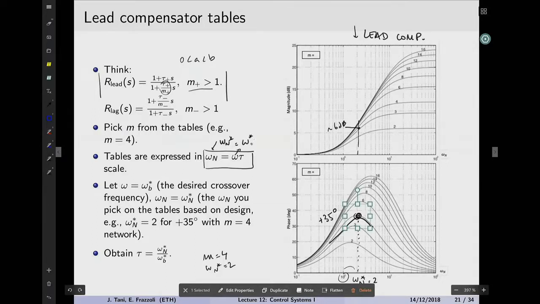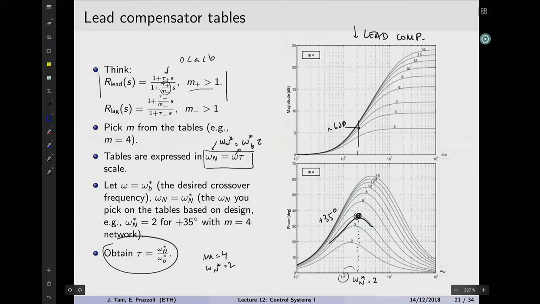So this would be your desired bandwidth of the closed loop system. And tau is exactly the value you obtain by doing the ratio, and it's the value you'll plug in your lead network. So this is a slightly more systematic way to select M and tau to add the necessary contributions. In fact, if you plug in M equals 4 and omega n star equal 2, you get pretty much the same result that we got in the example by ballparking it with A and B.